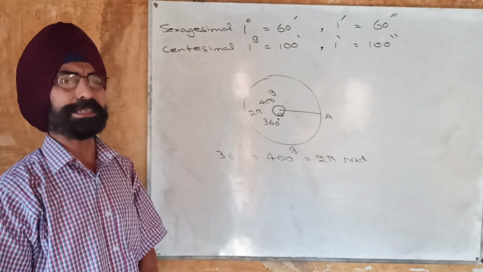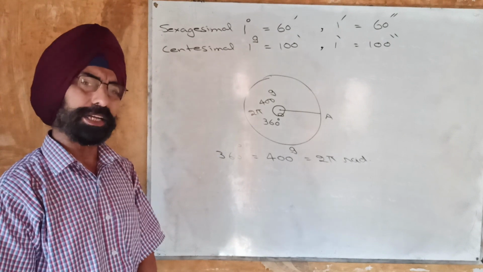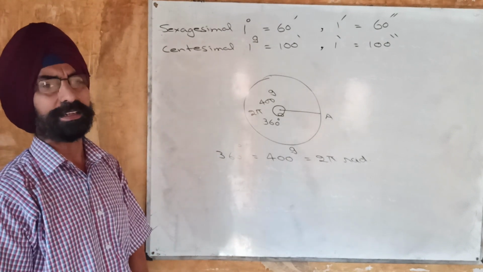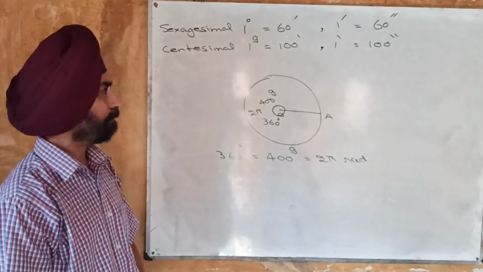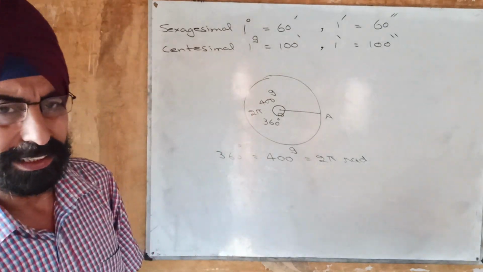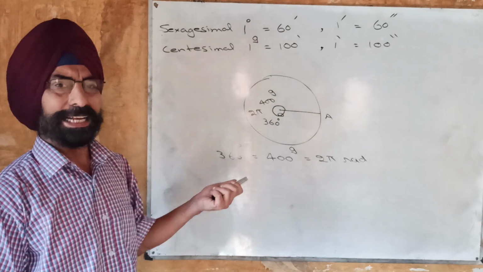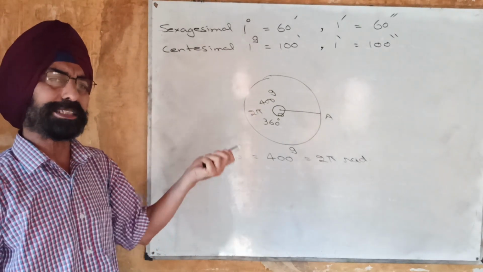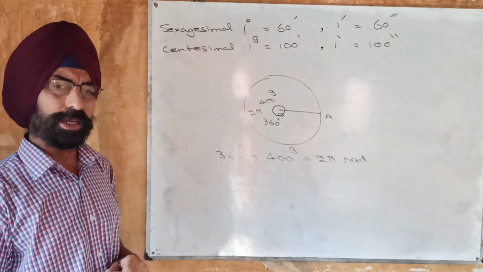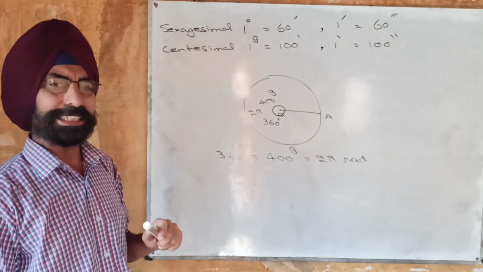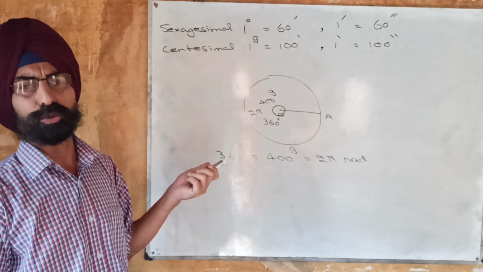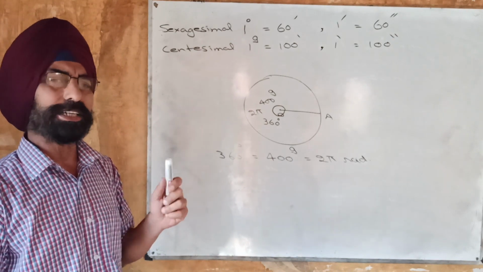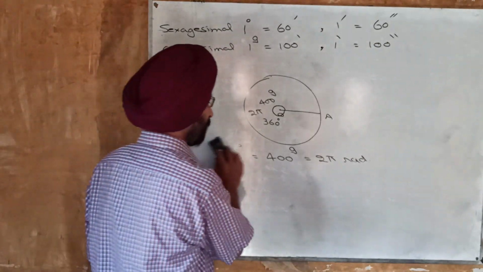And the third system, the circular system, has only 1 unit, known as radian, and radian is not further divided into any parts. Now the question arises: how to convert an angle from the sexagesimal system into the centesimal, or from centesimal to circular, or from circular to sexagesimal, or from any one system to any other system? So we will discuss some questions today in this lecture.